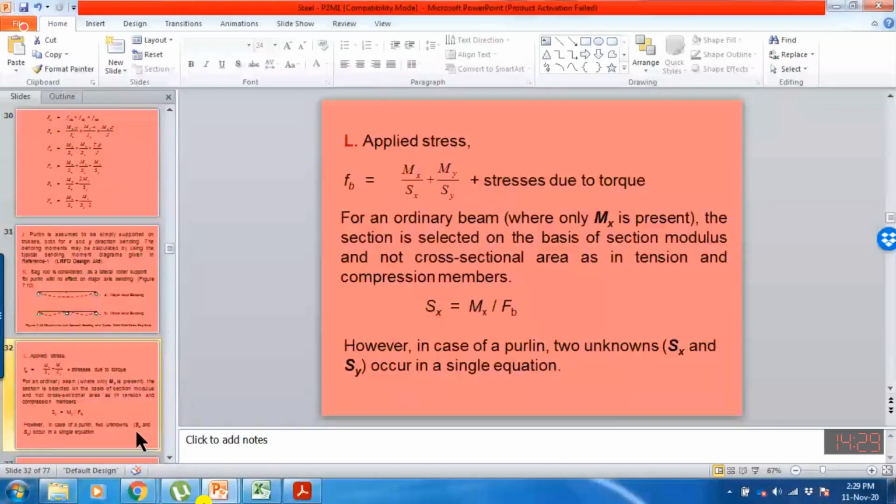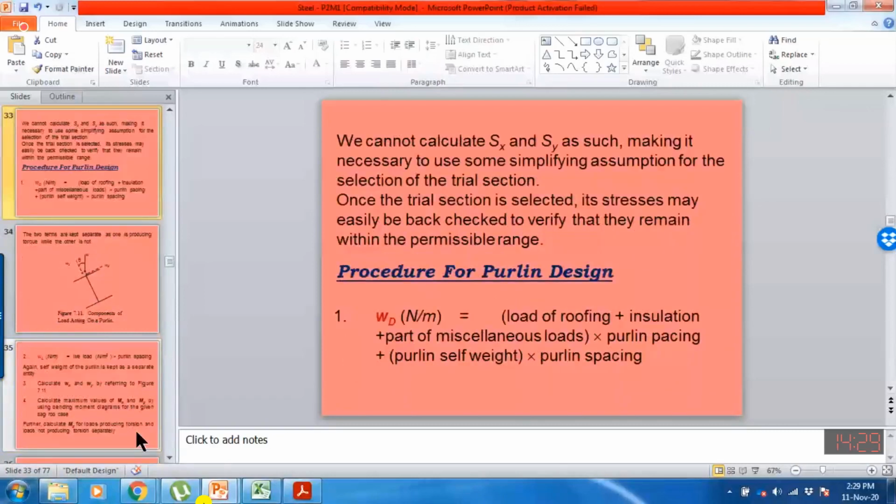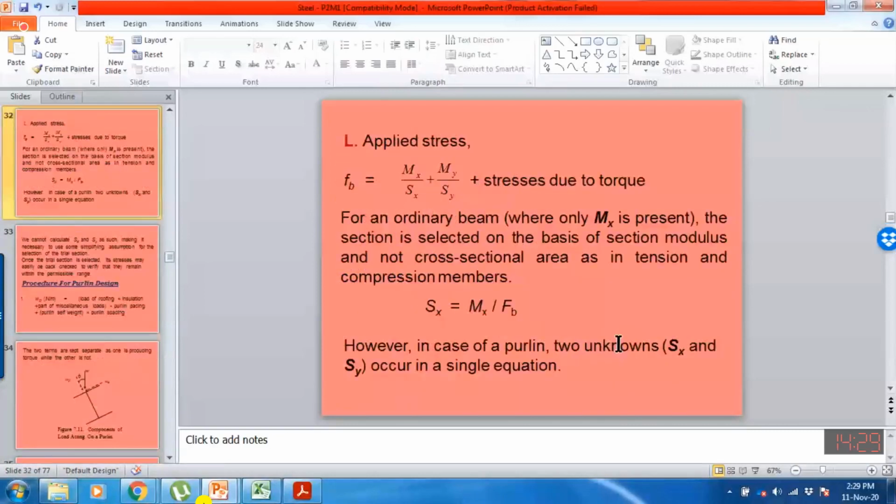Okay, however, in case of purlin, when we are having two unknowns, Sx and Sy, in that case we need to convert it into the equivalent single section modulus. So we convert Sy also into the Sx. So this thing we will use in our purlin design.